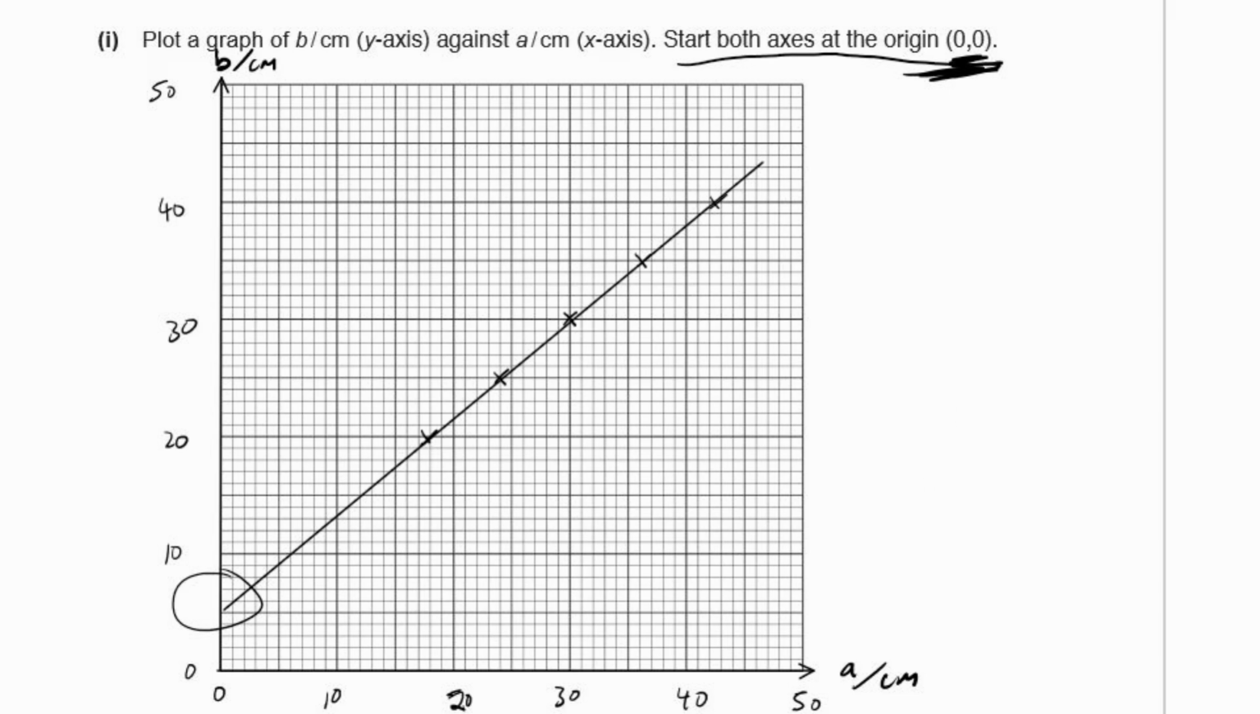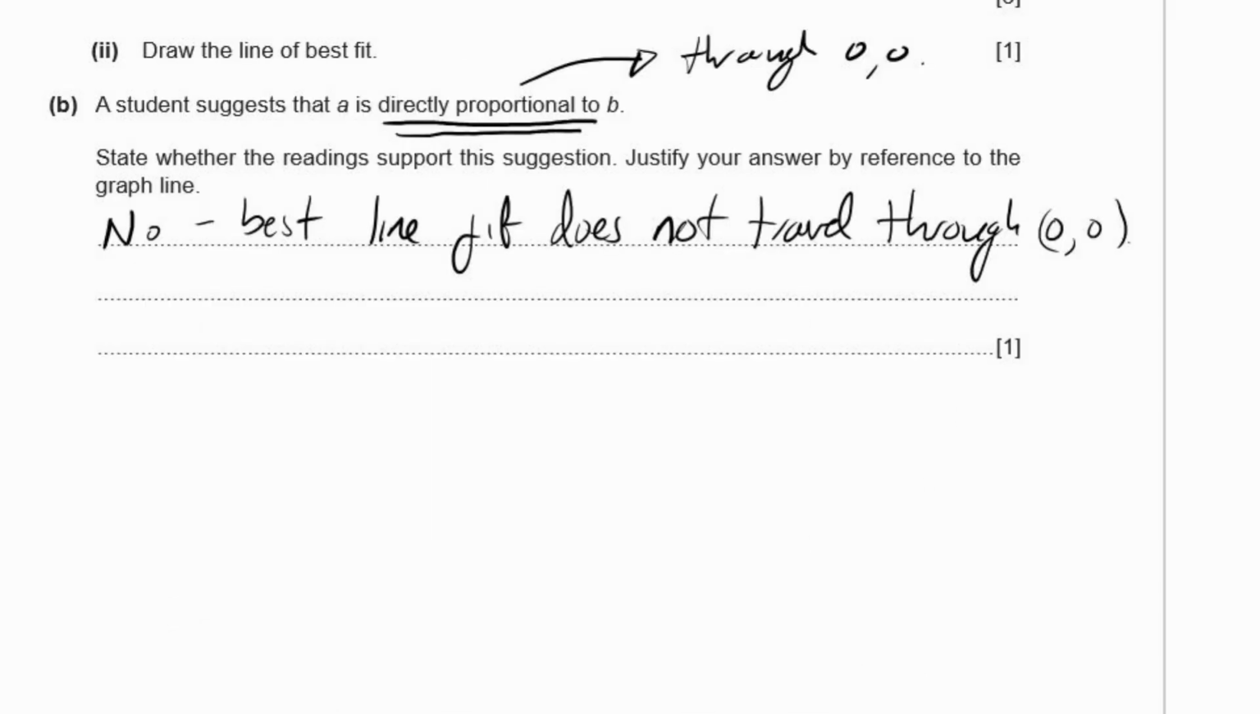So let's complete that answer. So no, the best line of fit does not travel through 0, 0. So the readings do not justify the suggestion.